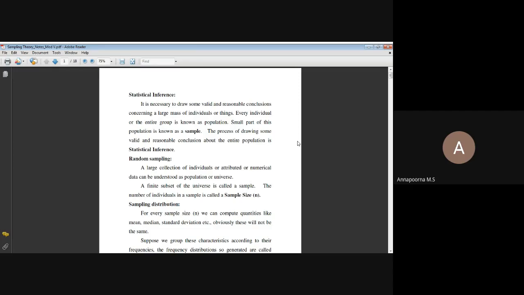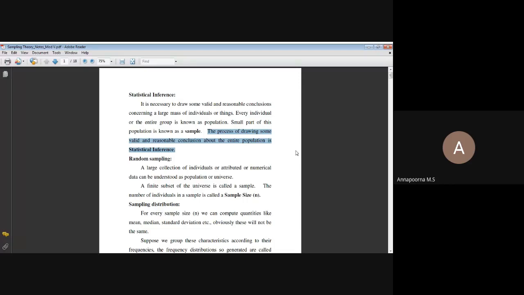So sampling theory basically is involved with the collection, analysis and interpretation of data, right? So here we will come across statistical inference. What does statistical inference mean? The process of drawing some valid and reasonable conclusion about the entire population is called statistical inference, right?